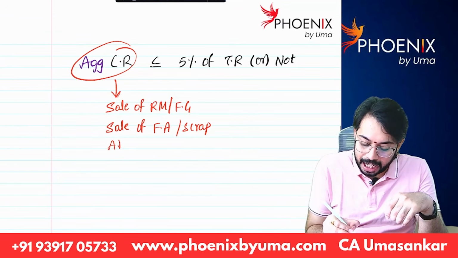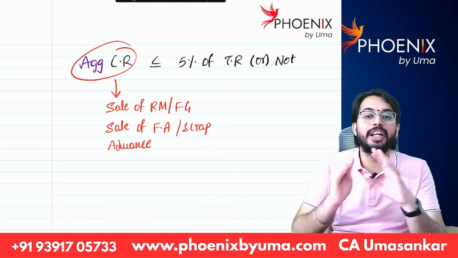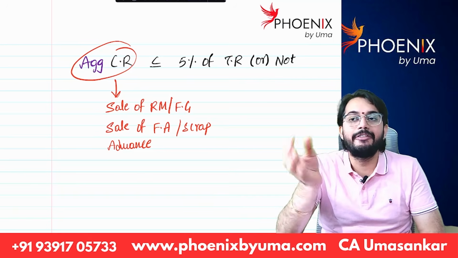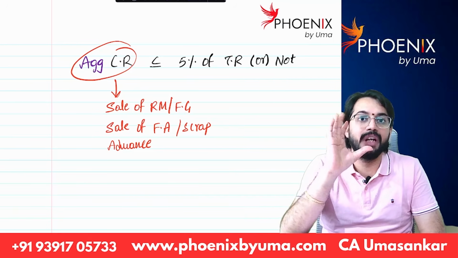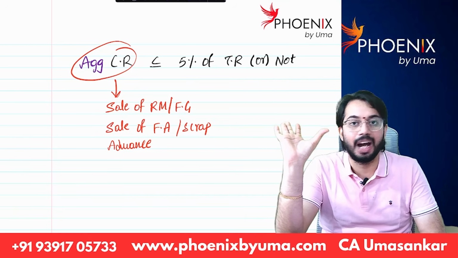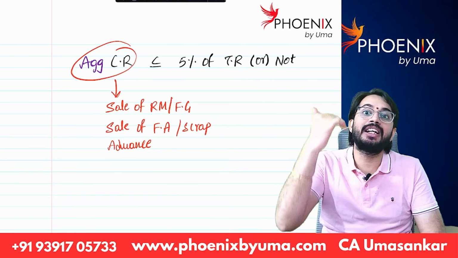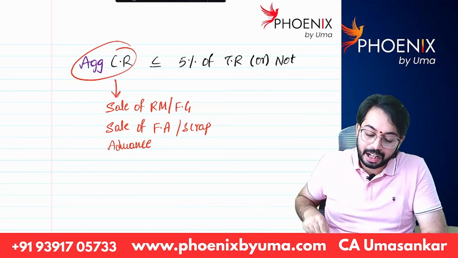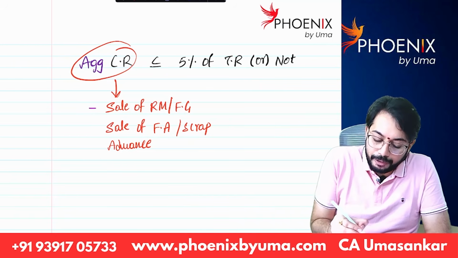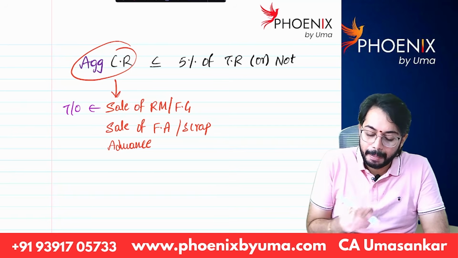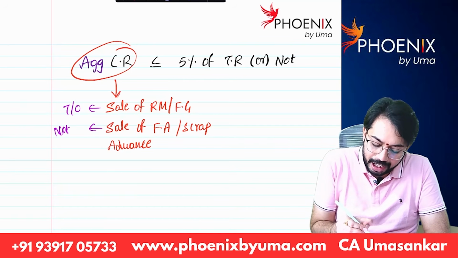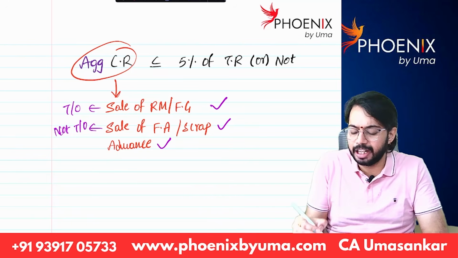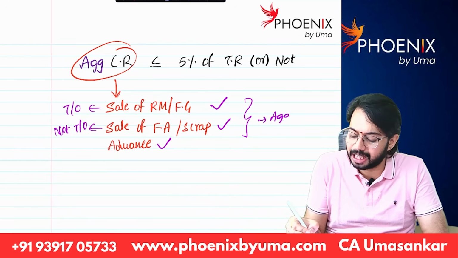Let's say you received advance. Even that is also treated as cash receipts. In business, whatever money you receive, every amount received by you will be treated as cash receipts only. Are you able to understand? See, for checking turnover, 1 crore or 50 lakhs, we will take only turnover. Here, sale of raw material or finished goods is turnover, but sale of fixed assets is not turnover. Even though it is not turnover, still it should be considered in calculation of aggregate cash receipts. Are you able to understand?